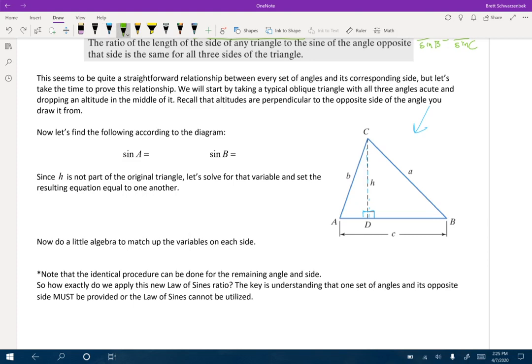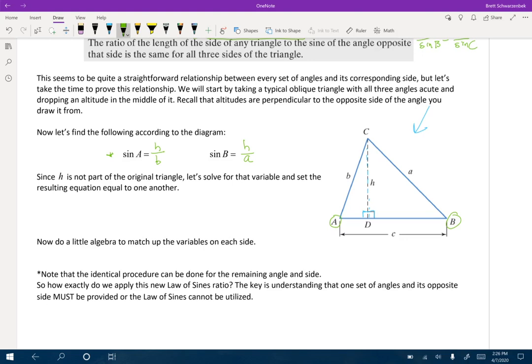So over here, what is the sine of A? The sine of A in this little triangle is the opposite side, little h, over the hypotenuse, which is b, so h over b. If we go to B, opposite it we have, again, little h, but this time over a, so sine B equals h over a. Interestingly enough, this creates a scenario where we can form an equation. Why? Because both of these have h in them. If we solve for h in both equations, we should be able to do something algebraically.